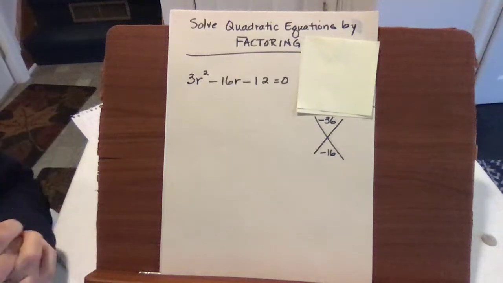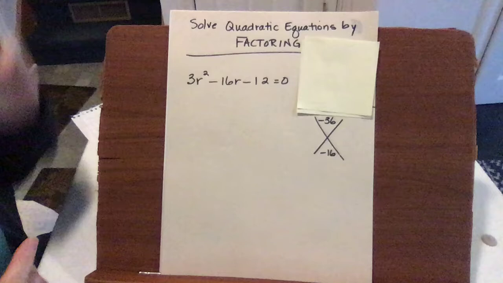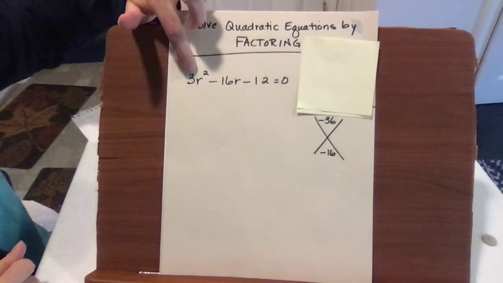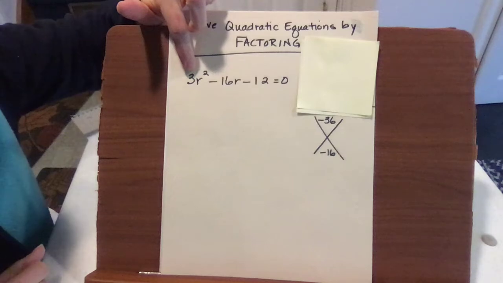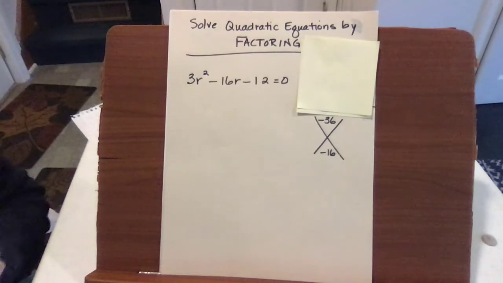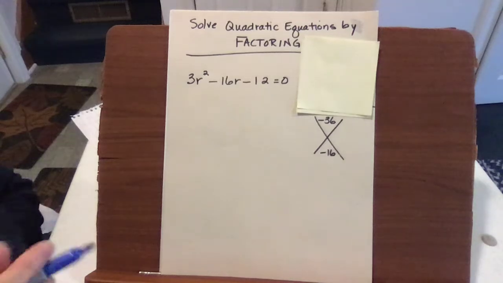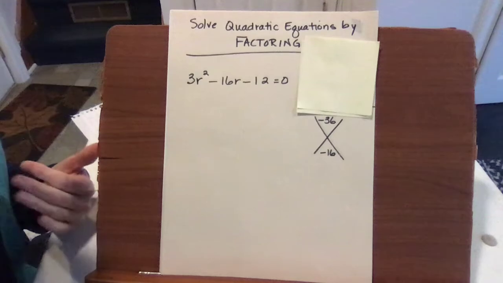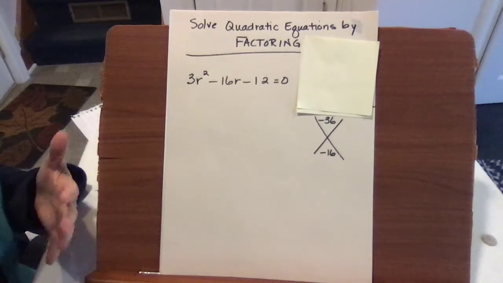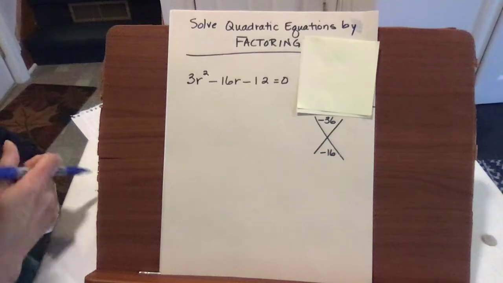All right, today we're going to look at solving quadratic equations by factoring. So this time, this lesson is going to have a coefficient of greater than 1 in front of the squared term. In this case, you can see it's 3r squared minus 16r minus 12 equals 0. Remember, we are finding the x-intercepts of the parabola of the graph, but we're doing it without graphing.